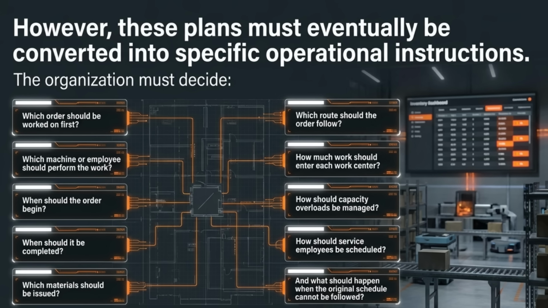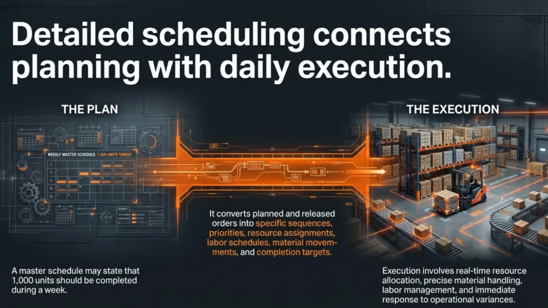The organization must decide which order should be worked on first, which machine or employee should perform the work, when should the order begin, when should it be completed, which material should be issued, which route should the order follow, how much work should enter each work center, how should capacity overloads be managed, how should service employees be scheduled, and what should happen when the original schedule cannot be followed. Detailed scheduling connects planning with daily execution.